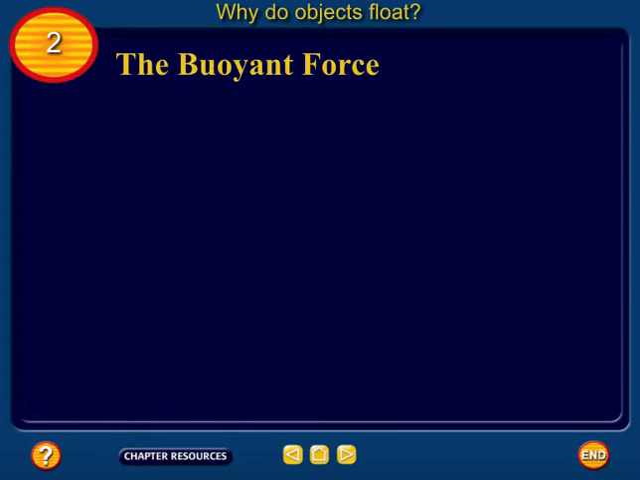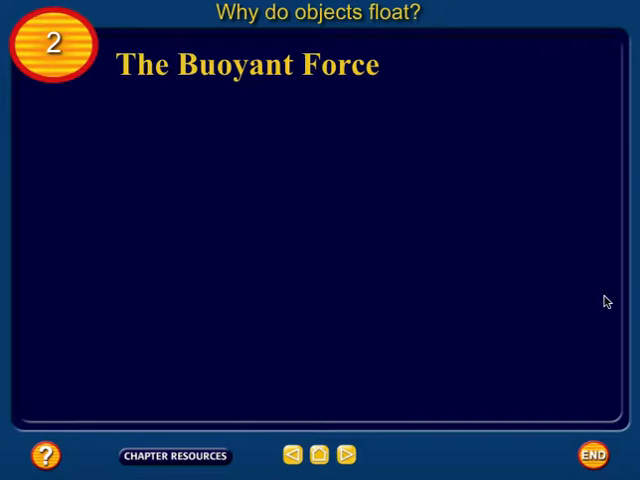Section 2 in science class today is titled Why Do Objects Float? As we continue our study of fluids, the first thing that we're going to discuss and look at today is the buoyant force. Why do objects float? Because there's a force that pushes on things that allows them to stay at the surface of the type of fluid that they are in.